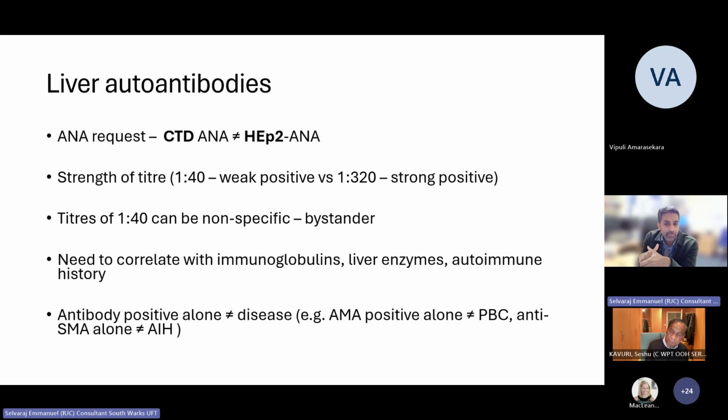We often see that in AMA. You can get antimitochondrial antibody being positive, but their ALP and gamma GT are normal. They don't have PBC just because they have the antibody positive. Yes, they could have ALP rising later on in life, in which case we can diagnose them with PBC, but having the antibody on its own does not constitute PBC and does not constitute autoimmune hepatitis.